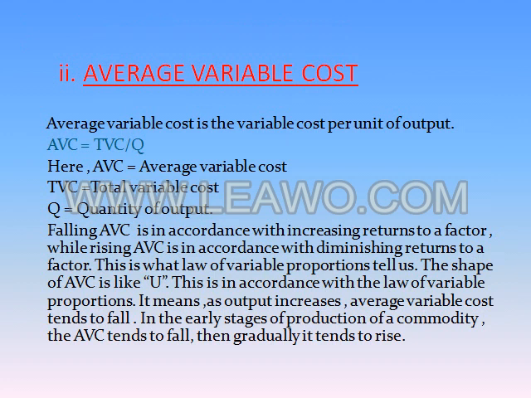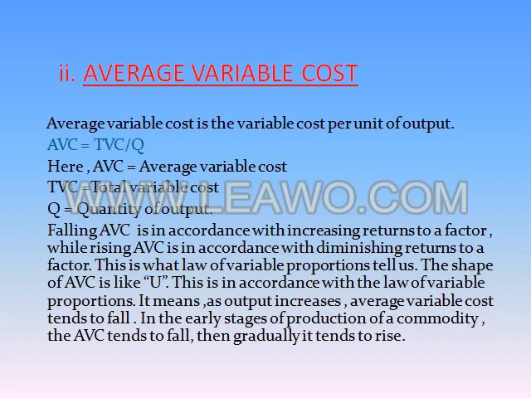Average variable cost. Average variable cost is the variable cost per unit of output. AVC is equal to TVC upon Q. Here, AVC is equal to average variable cost, TVC is equal to total variable cost, Q is equal to quantity of output. Falling AVC is in accordance with increasing returns to a factor, while rising AVC is in accordance with diminishing returns to a factor. That is what the law of variable proportions tells us.